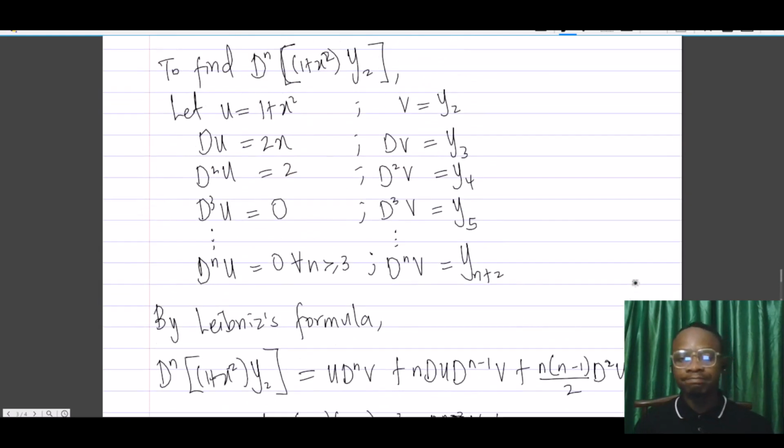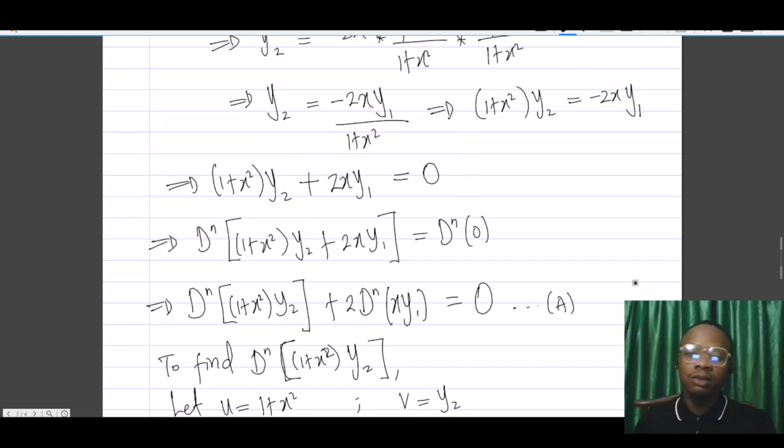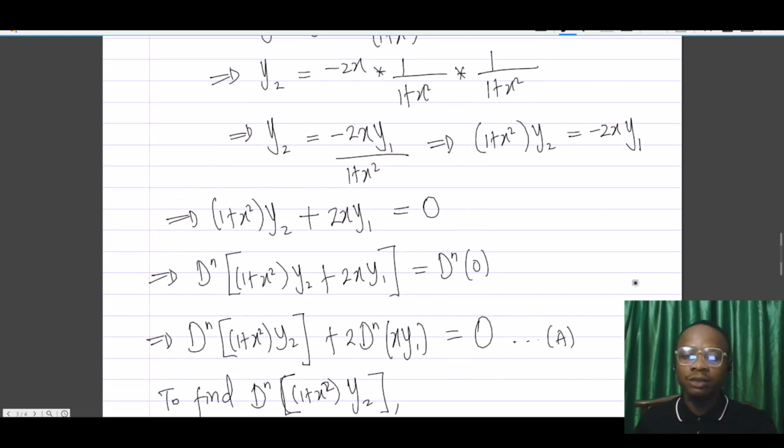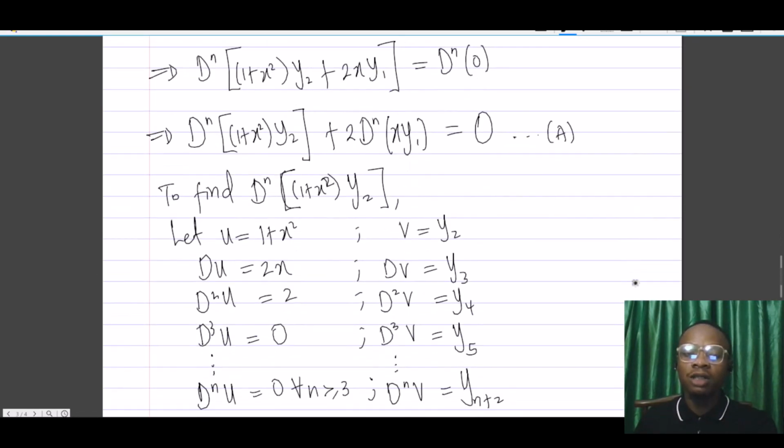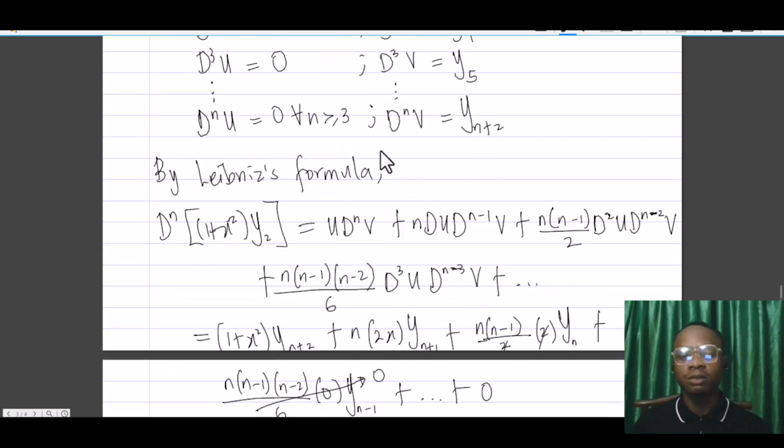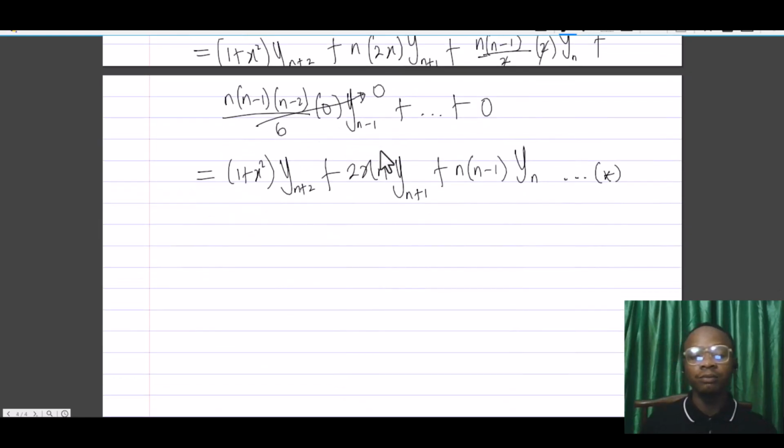So are we close? Yeah, we're close. Are we done with all the things we need to do? Not yet. We also have to differentiate this, because this is also a product of two functions. So we have to use the Leibniz rule again, or Leibniz formula, to simplify this. So we go ahead to do that now.